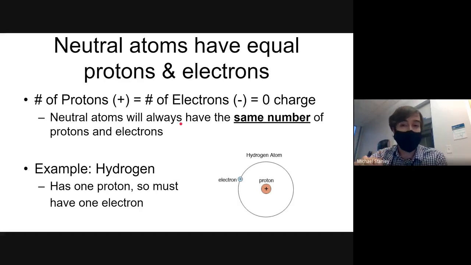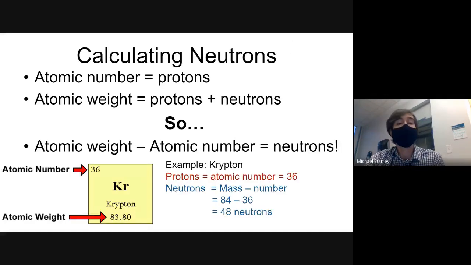So to go back to the krypton example that we were looking at a little bit earlier, krypton has an atomic number of 36 and an atomic weight of 84. So we figured out our protons and our neutrons, but how many electrons are going to be in one krypton atom?